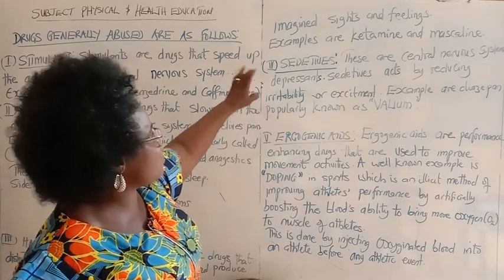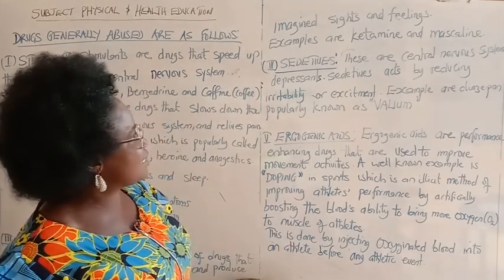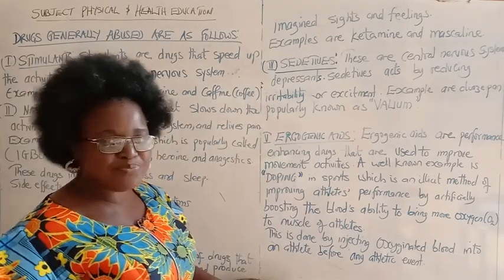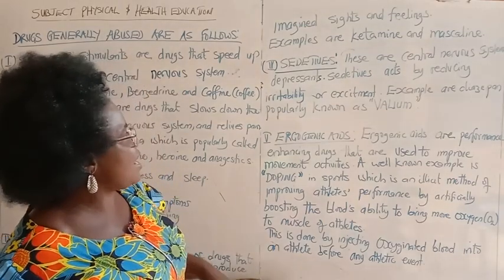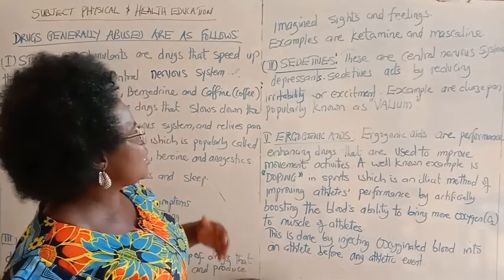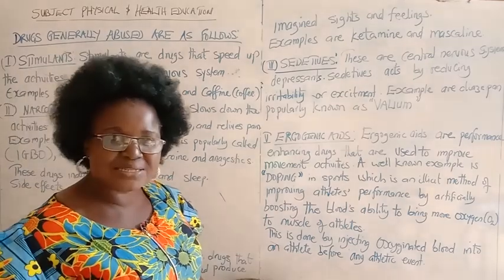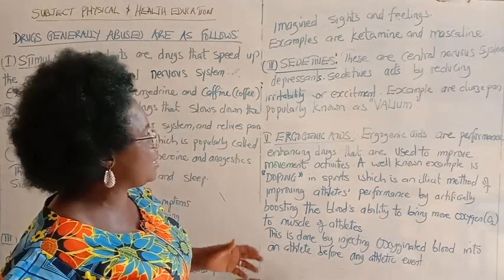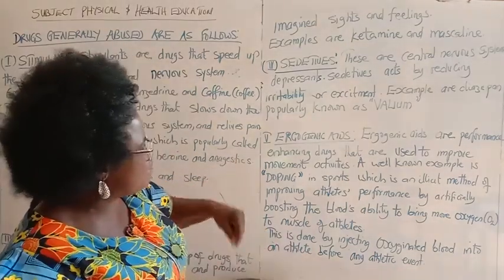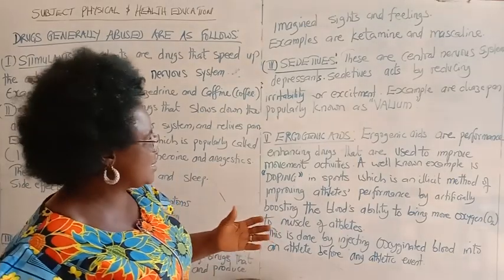The next one we have is sedatives. Sedatives are central nervous system depressants. They act by reducing irritability and excitement. A good example is diazepam, which is popularly known as Valium. It acts by depressing irritability and excitement.